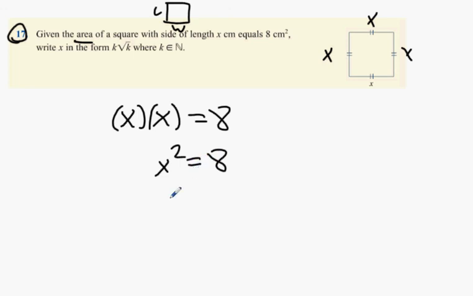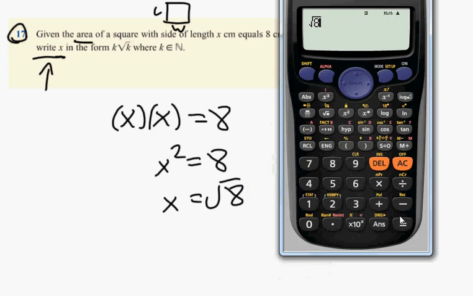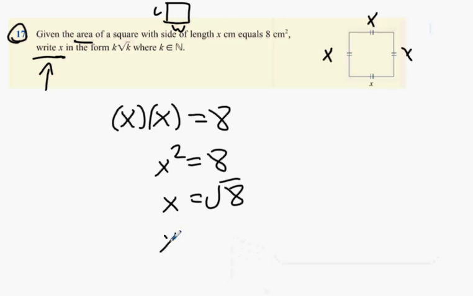I haven't got there yet. It says write x. See the keyword, write x. So I'm going to just concentrate all my effort on x first. So square root both sides and you get x equals root 8. Look up root 8. It's 2 root 2. x equals 2 root 2.